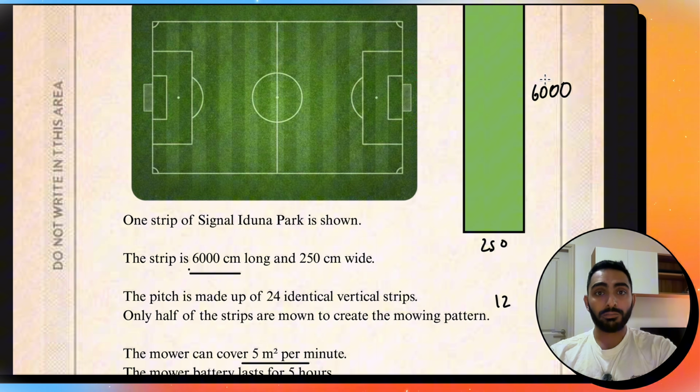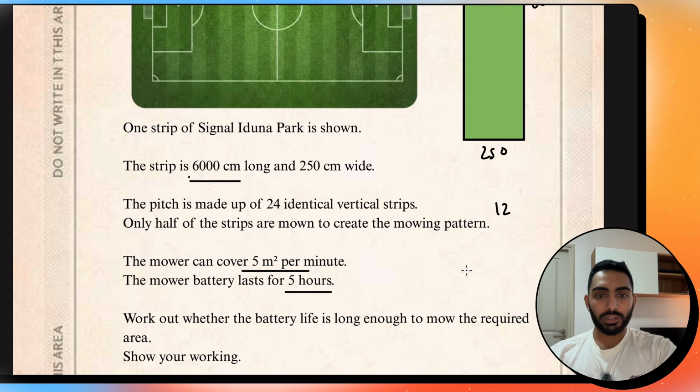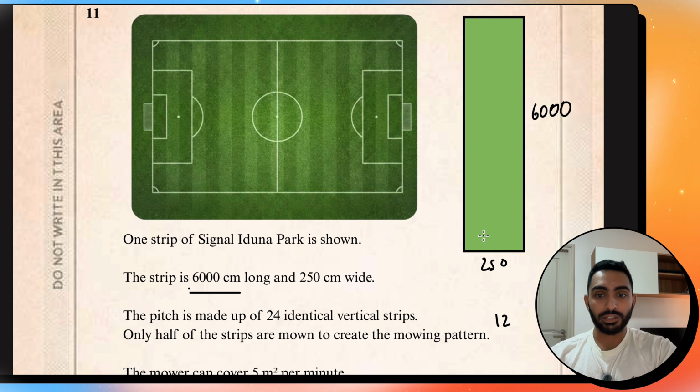Show your working. We need to first find the area of one of these strips. Because this is in meters squared, I'm going to change these into meters, and I know that 1 meter is the same as 100 centimeters. That'd be 2.5, and that'd change to 60. I can find the area by doing base times height, 60 times 2.5, or just do 6 times 25. And if you do your 25 times table, you end up on 150 meters squared.